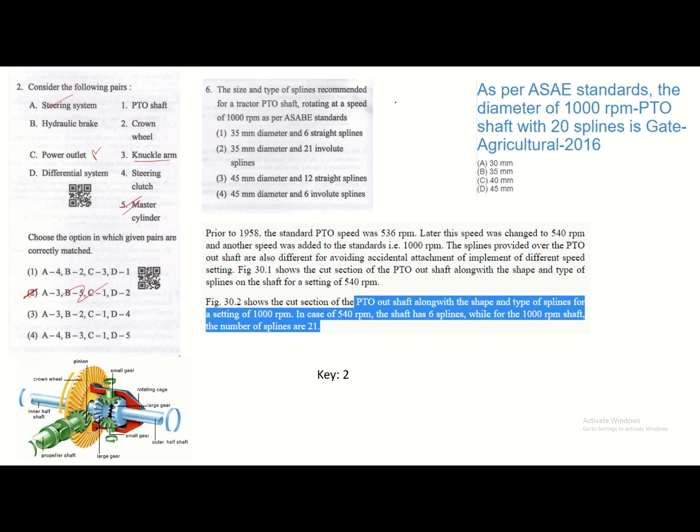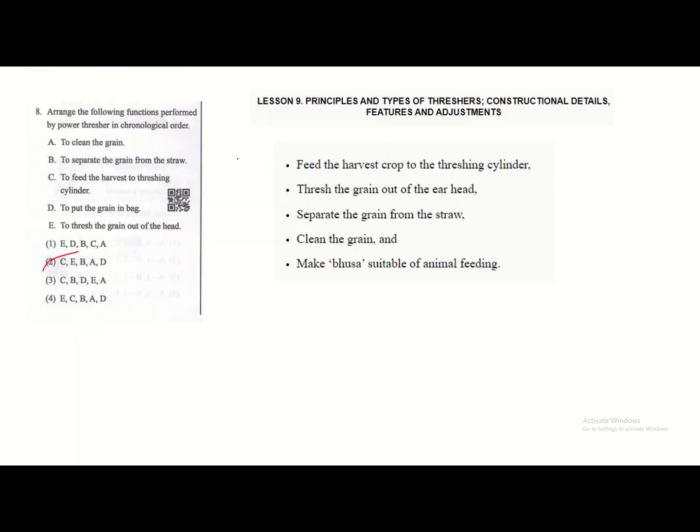The next one is asked every time in the examination. In my treatise book, on the last slide, I kept these questions also. Every time they will ask the PTO size. One is 1000 RPM, another is 540 RPM. So the key is 2.